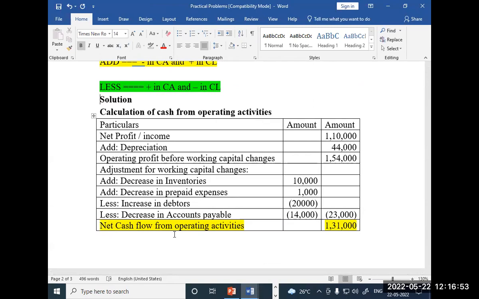What you have to do with this amount? This amount is one part of the cash flow statement, in the name of net cash flow from operating activity. This also need not be done separately. You can do it in the statement itself.